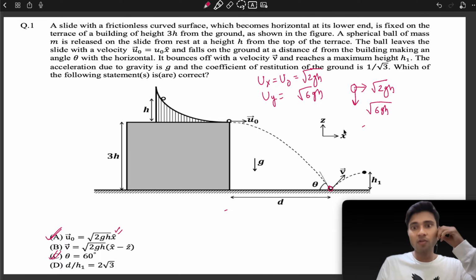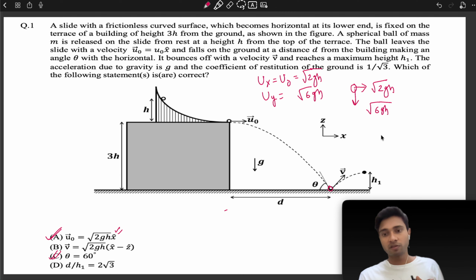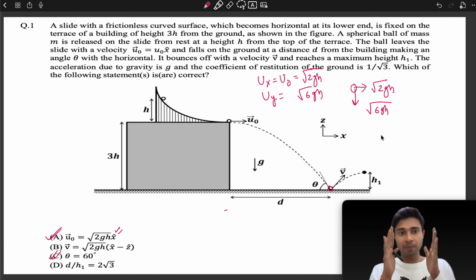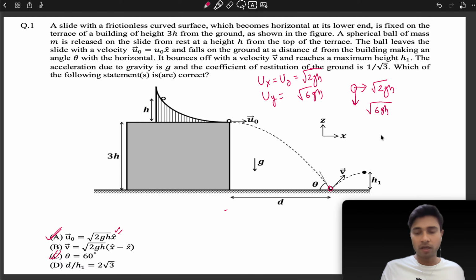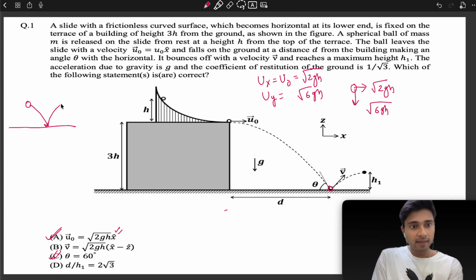Now what was given? It was given that the coefficient of restitution is 1 by root 3. What do we mean by coefficient of restitution? As I told you guys earlier, velocity of separation by velocity of approach. So here what kind of collision is happening? The ball is reaching the ground and then bouncing back. So there are two components of the velocity, one in the vertical direction and one in the horizontal direction.